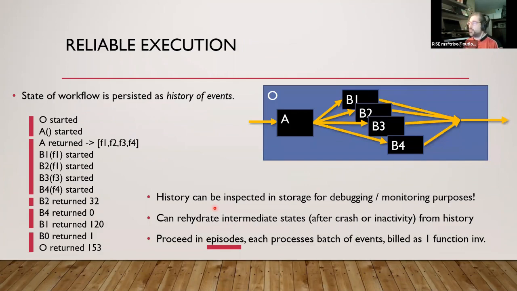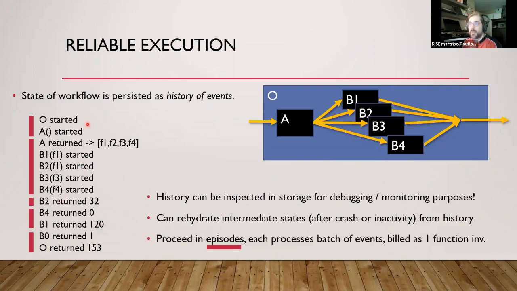Now, an important guarantee we make is that we do give you reliable execution. So how does that work? The idea is actually pretty simple. What we do is we persist the history of events. So for example, similar to what I showed on the previous slide, say we have a task A followed by 4 parallel tasks B1 to B4.